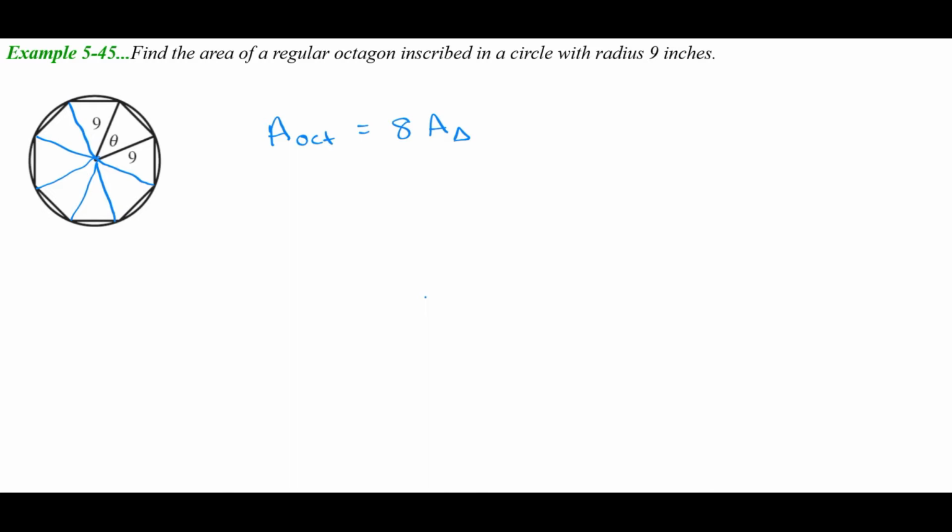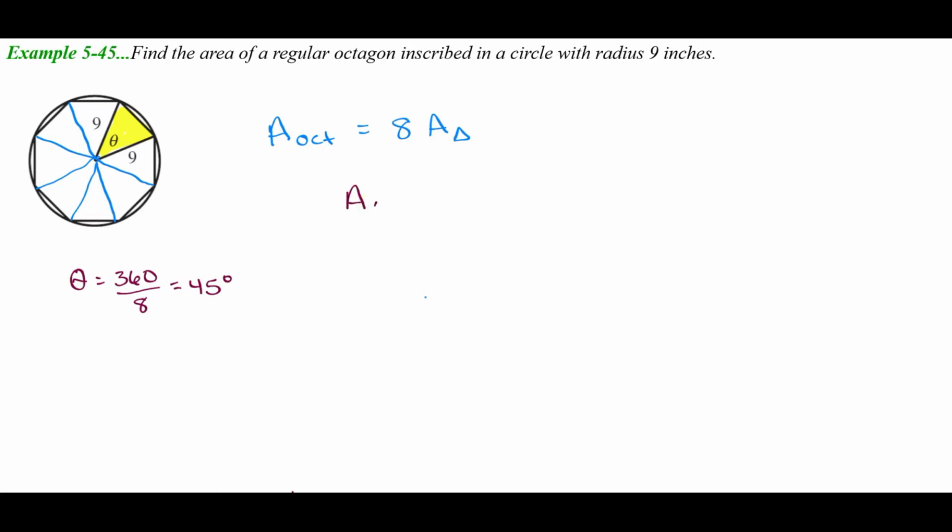So if we can just focus on the area of the triangle, then we can find the area of the octagon. So if we just look at one of the specific triangles, we know the radius of the circle is 9, so that's the two side lengths of the triangle. And then we just need to know this angle here of theta. So theta is going to be 360 divided by 8. Again, because this is a regular octagon, I know all of the triangles are the same, so they're all equal. So that's going to give me 45 degrees. And then I can just plug in what I know over here.